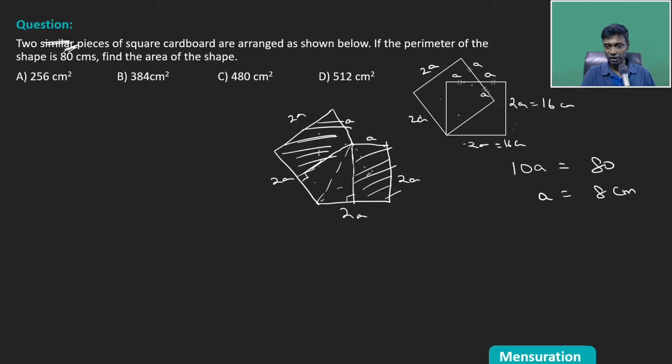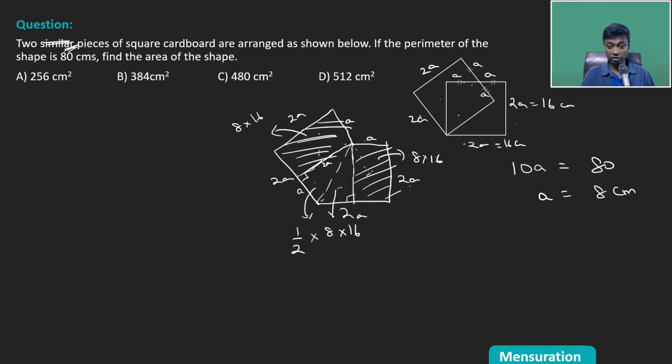So area of this rectangle is going to be 8 into 16, A into 2A. This rectangle is going to be 8 into 16. These two are done. Now let's carve out this space right in between. This is A, this is 2A. So area of this triangle will be half into 8 into 16. Remember, A is 8. We've already found that out.